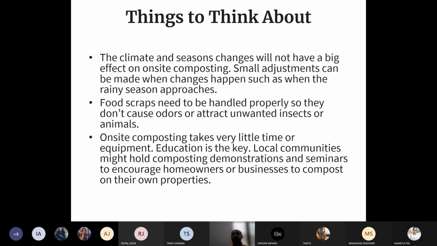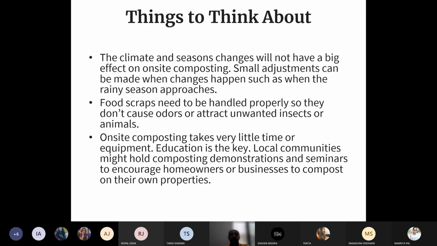So when we switch to vermicompost rather than the organic compost, there are certain things we need to think about. In a country like India, where we have four major seasons, it becomes really difficult to do on-site composting. So adjustments need to be made in order to have good compost out of it.